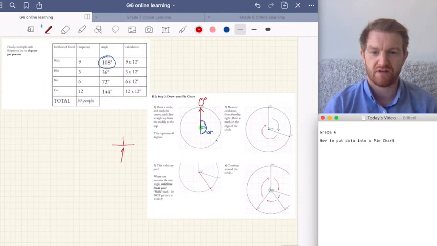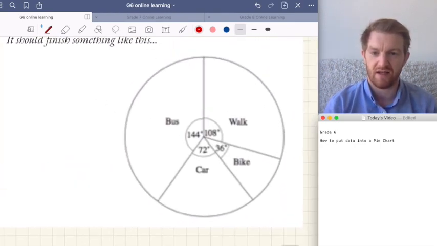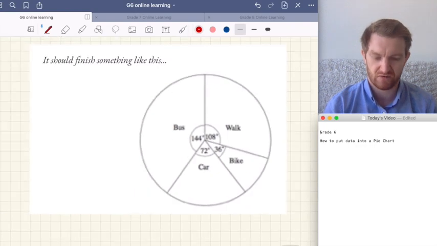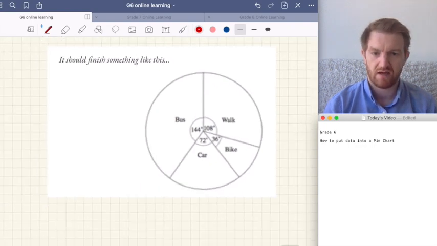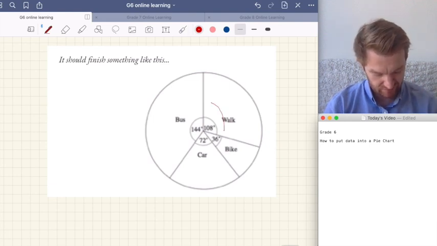And once you've done this, you should end up with something that looks like this. It was a bit blurry, I'm not sure why, but we'll just deal with that. So you can see we did 108 first, we went round to 108, then 36 more, then 72 degrees more, and then 144 degrees.